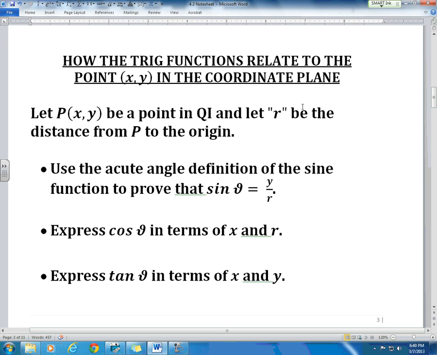All right, we're going to shift gears a little bit. So that's one definition, coterminal angles. Now we're going to look at how the trig functions relate to the point xy on the coordinate plane.